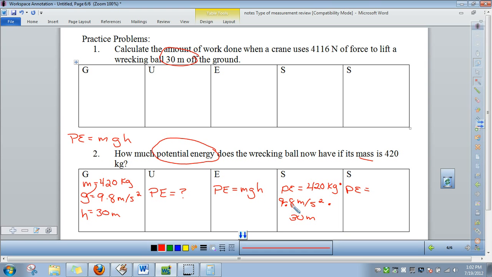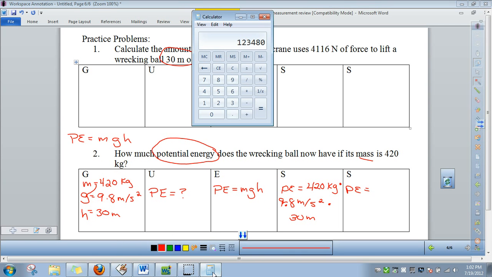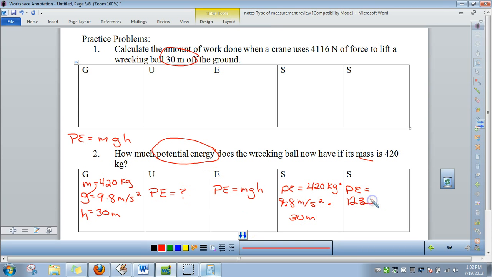And before we finish that answer, let's pull up our calculator and plug that in. 420 times 9.8 times 30 meters. 123,480. 123,480 joules. Energy and work are both measured in joules.